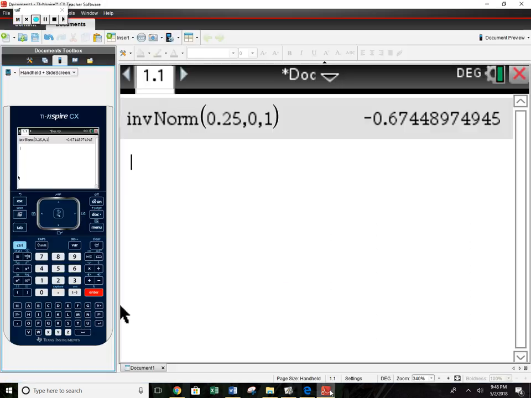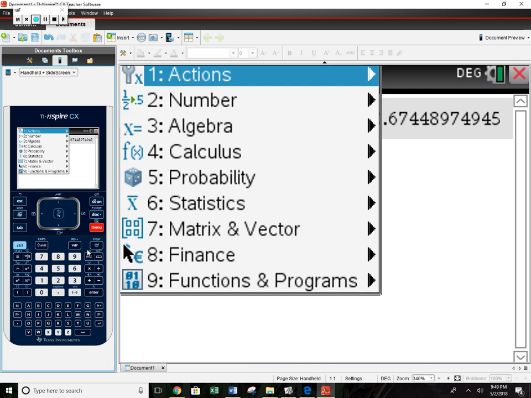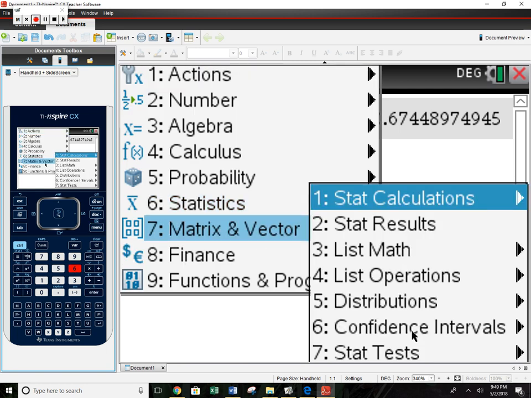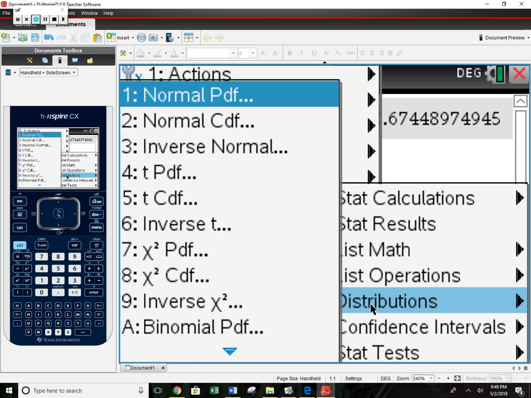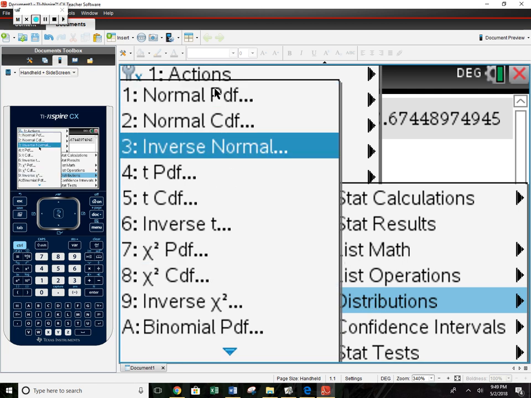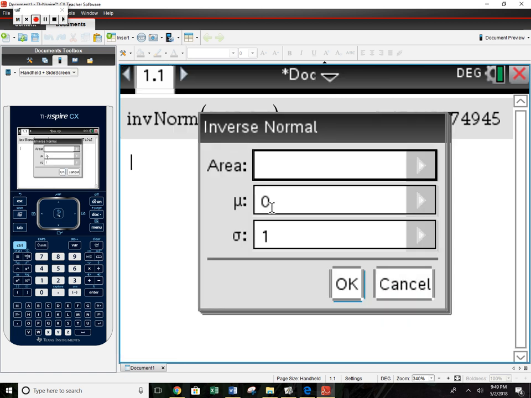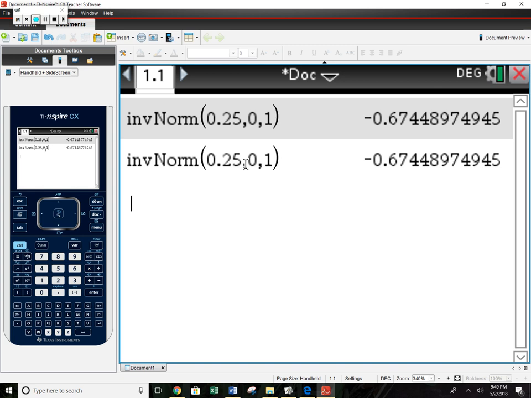Okay, so your calculator, if I go menu 6, it's a distribution, we're going to go 5, or you can go menu 5, 5, inverse normal, so 3. And it's already defaulted to give you a z-score. So the mean is 0, standard deviation is 1. If I want to know the area of like the 25th percentile, so 25%, so here's what this means. Okay, so 25% is negative 0.67.